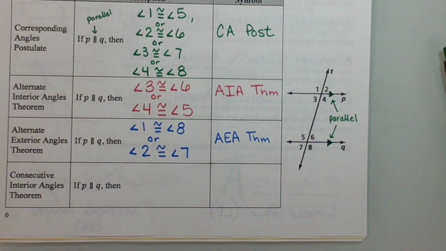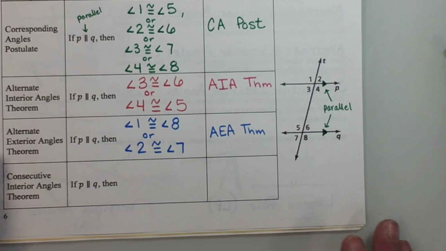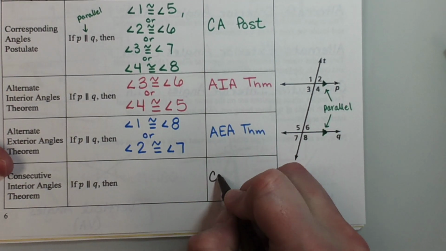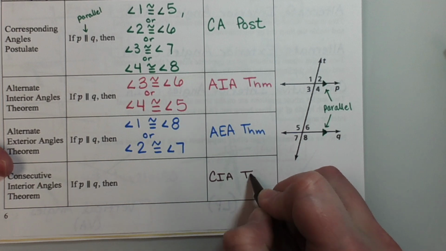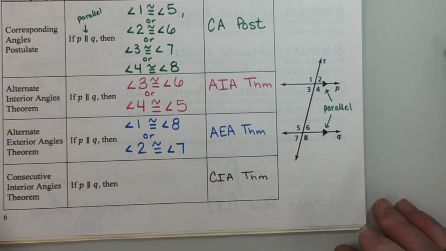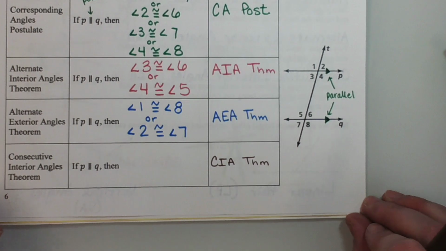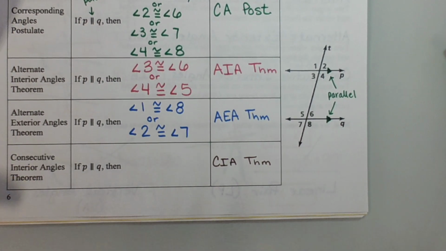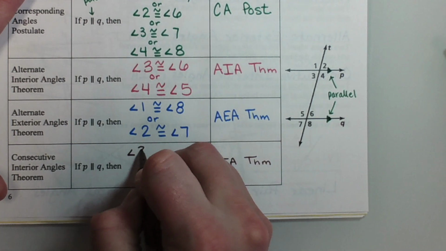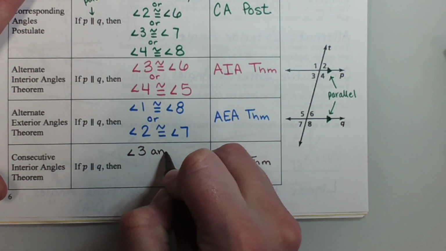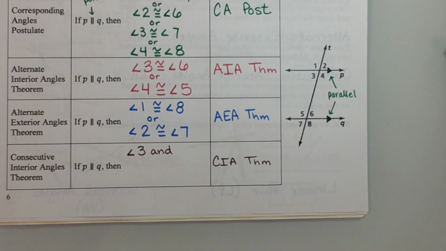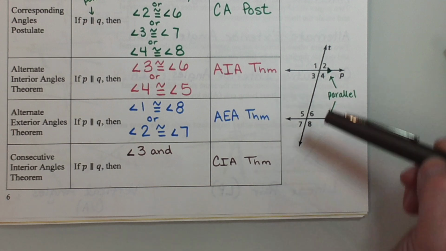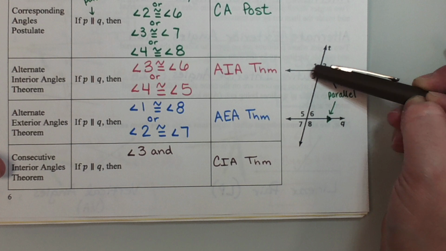The last theorem is different. Consecutive interior angles is different. The theorem itself follows the same path, CIA, and it's a theorem. Consecutive interior angles are supplementary, though. Consecutive means same side of transversal. Interior means between the lines. So I could start with angle 3. And this one you have to write "and." Angle 3 and. 3 is consecutive interior with what other angle?